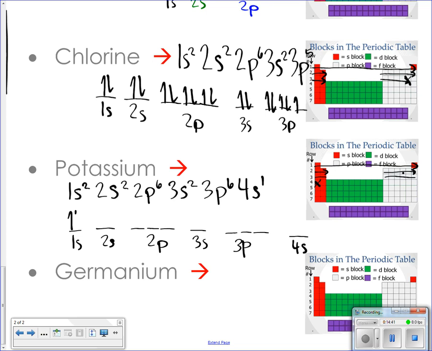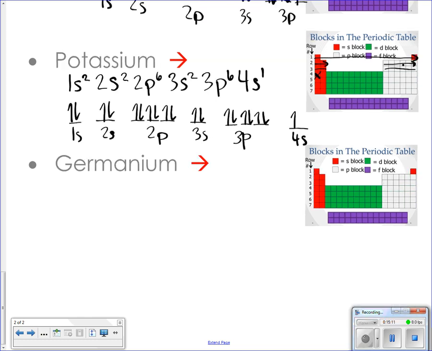There are 2 electrons in 1s. There are 2 electrons in 2s. There are 6 electrons in 2p. There are 2 electrons in 3s. There are 6 electrons in 3p. And then there's 1 electron in 4s. Okay, now let's move on to germanium. Okay, germanium. Germanium is located right here.